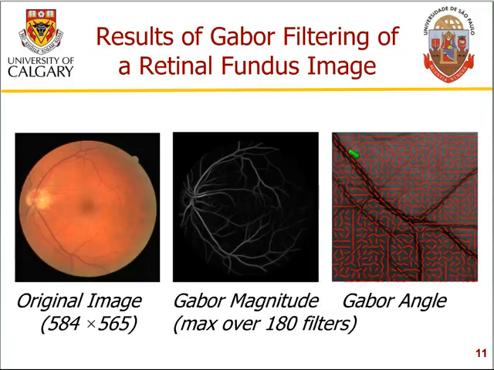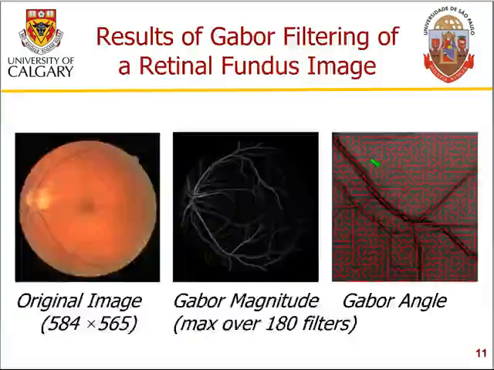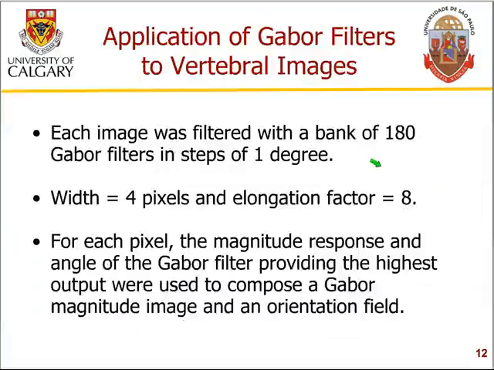So in this project that Eduardo is working on, each image was filtered using a bank of 180 Gabor filters in steps of 1 degree. The width used was 4 pixels, and the elongation factor used was 8. For each pixel, the magnitude response and the angle of the Gabor filter that gave the highest output were used to compose the magnitude response image and then the angle image. So here are some examples.